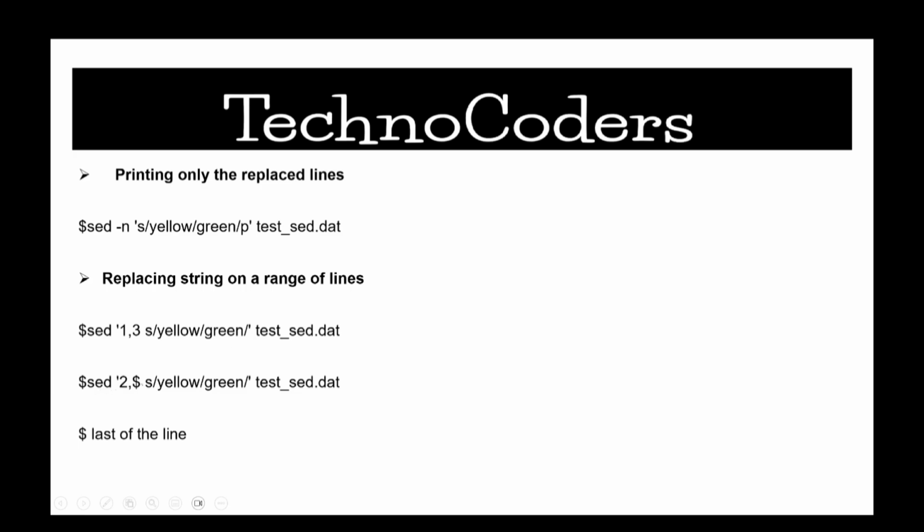And in the second, 2,$ means from line number 2 till the end of the file. Always remember that whenever we are using the dollar operand in the sed commands, we are talking about the end of the file. So this command, starting from line number 2, wherever it finds yellow, it will replace the first occurrence with green till the end. It means it will not replace anything in line number 1. Dollar is for the last line.